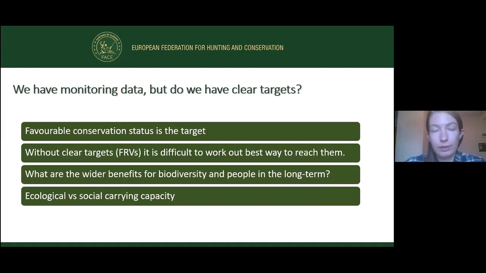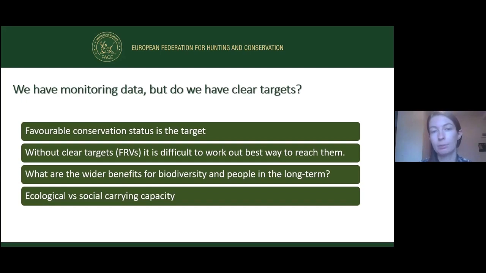And then another thing is, even though in some areas there are very good monitoring data available, there's quite a lot of situations also a lack of clear targets. So according to European legislation, in this case, the Habitats Directive, the target is to achieve favorable conservation status for population assessments. And to help to clarify those targets and the favorable conservation status, national member states can use the so-called favorable reference values for population size or range.